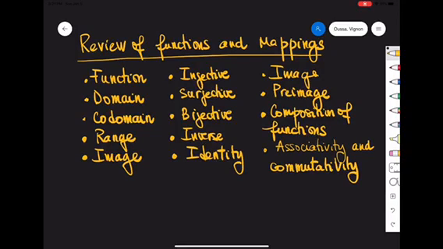We'll talk about what it means for a function to be bijective. We will define the inverse of a function. We'll talk about the identity function. We'll talk about preimage, compositional functions, associativity, and commutativity.